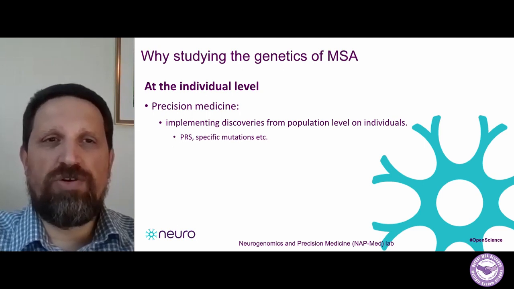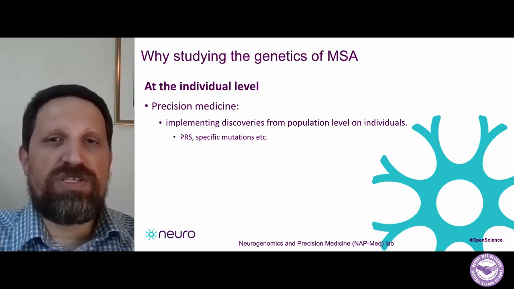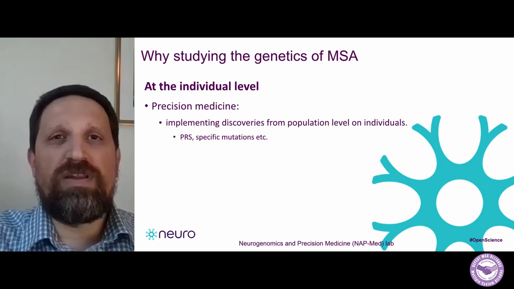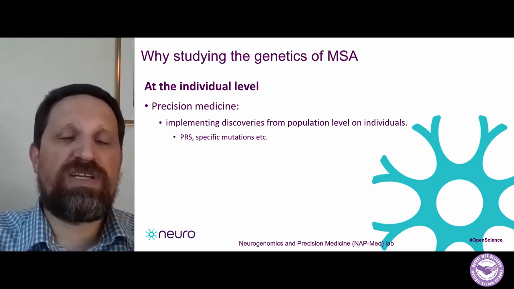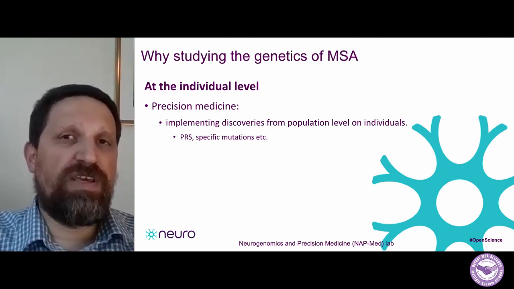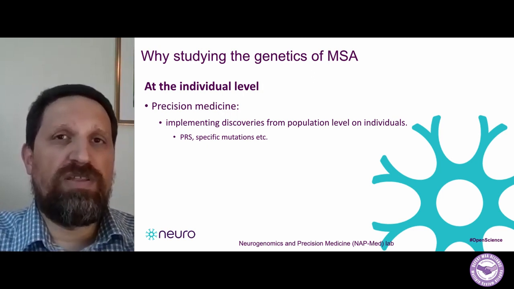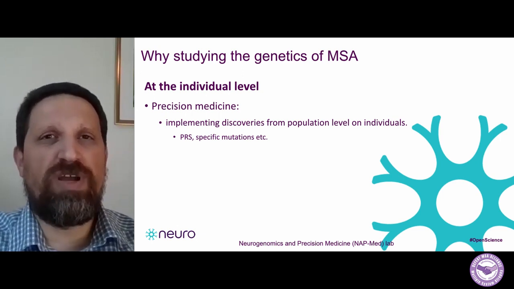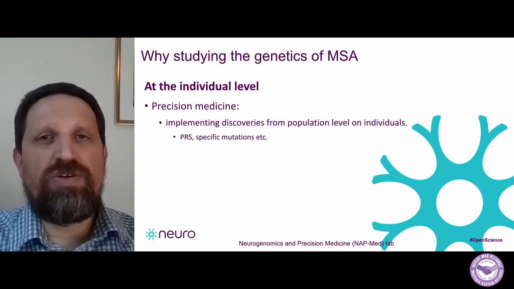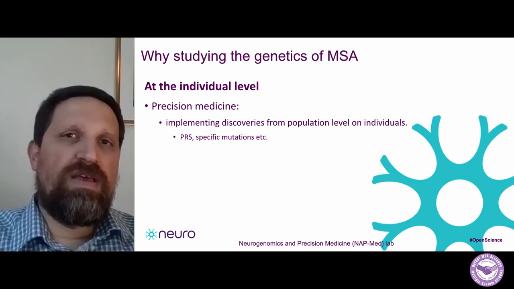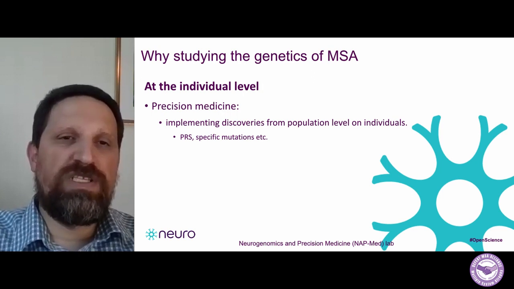PRS, or polygenic risk score, which I mentioned before, is also something that we can use on the individual level. We can give this score that reflects the genetic risk of each individual based on their genetic background, based on the different variants that they carry in their genome. So each individual has the score, and that score, as I said, can predict to a certain degree how much they are at risk to develop a disease.